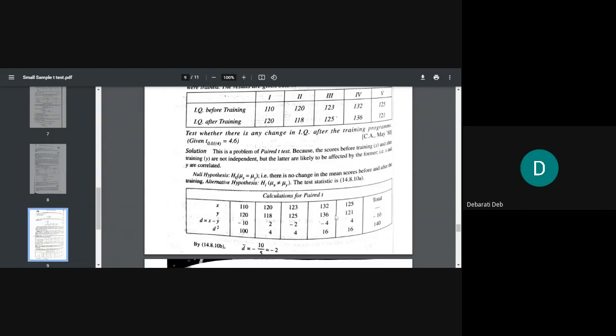Just add it. Minus 10 plus 2, that means minus 8. Minus 8 minus 2, that means minus 10. Minus 10 minus 4, that means minus 14 plus 4, that is minus 10. Then 100 plus 4 plus 4, that is 108, plus 32. That is 140, right?